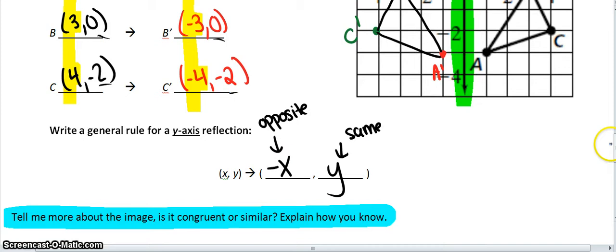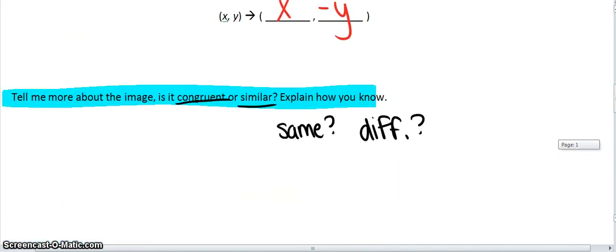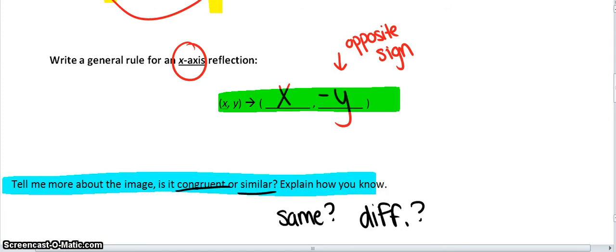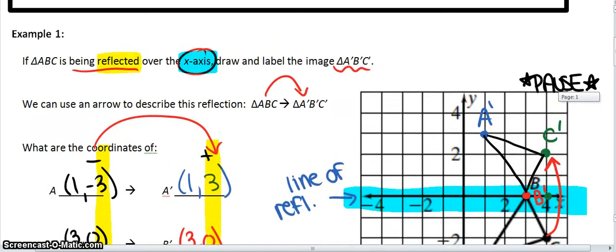So that is what reflections are. It's a mirror image. It's flipped over the line. The key is that it has to be equidistant to the line of reflection like I have here. These are the mathematical rules that you need to be able to write, just like we did for translations. So just keep those in mind. But otherwise, that's all I have for you today.